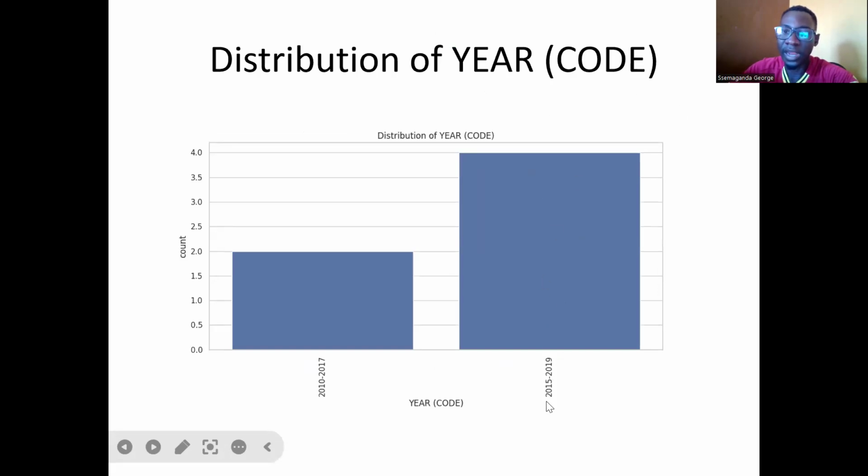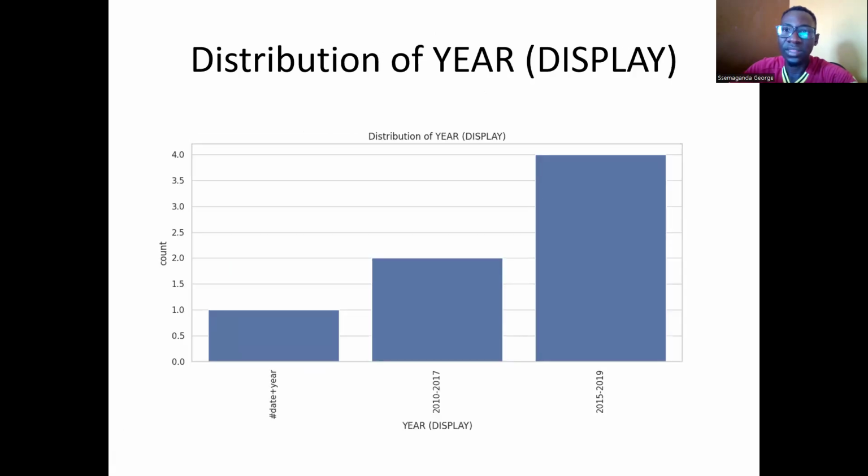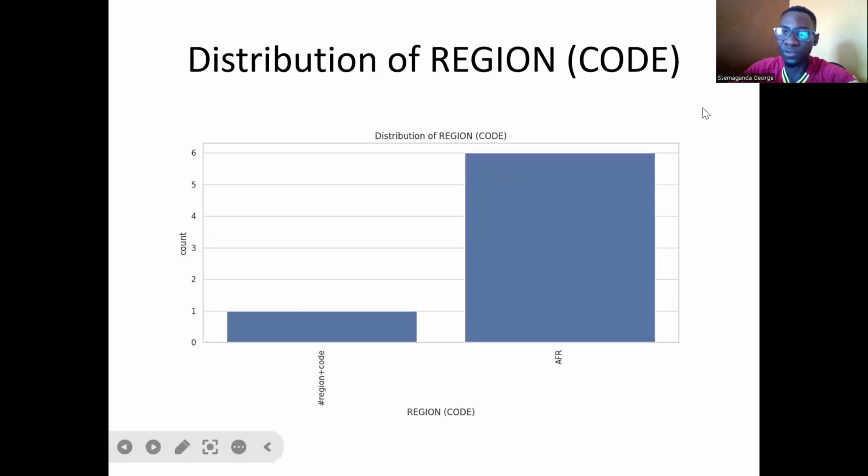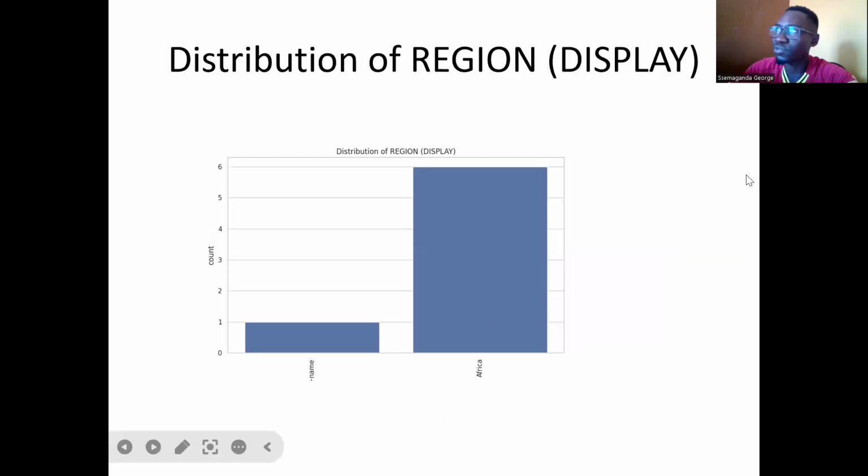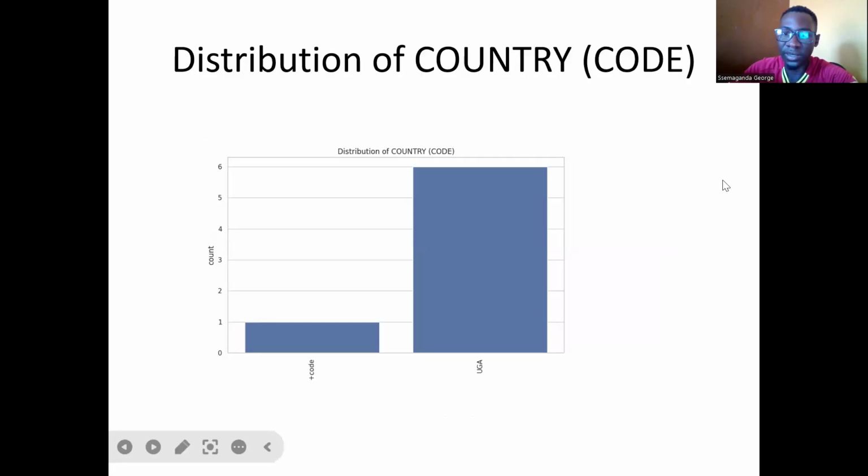So we may get a range of period for which we are studying the indicator for this type of data set. Then the distribution of year display, and then the distribution of the region. So here they are just looking at the region. Maybe the region is Africa or central Uganda, Western Uganda, and then they give a detailed description for that.